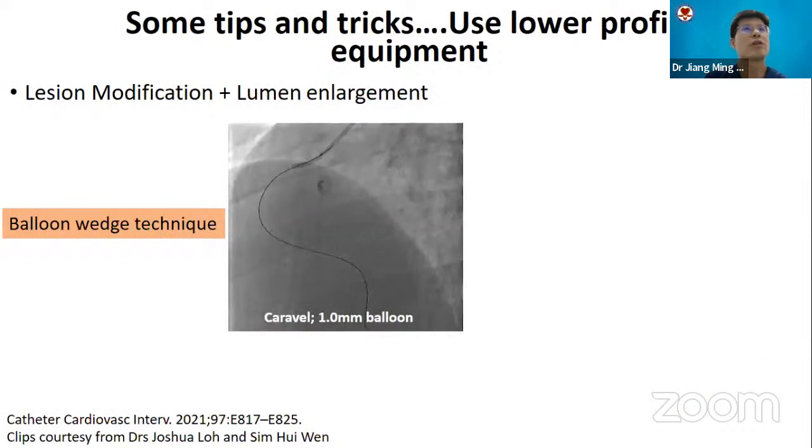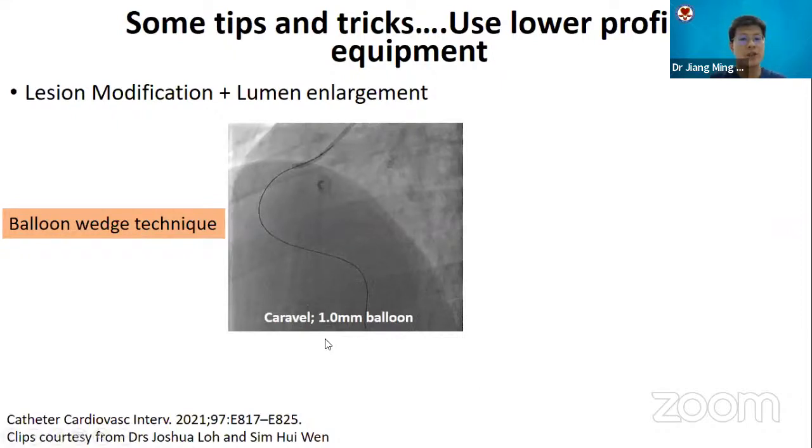Now, when a balloon fails to cross a lesion, the first step in most cases is to use a small, low-profile but compliant balloon. Now, if the balloon stops advancing, it can be inflated while maintaining forward pressure. This may dilate the entry into the lesion and allow lesion crossing, sometimes even with the same balloon, which is known as the balloon wedge technique. Now, if the balloon fails to advance after inflation, you can simply try a new, smaller balloon.